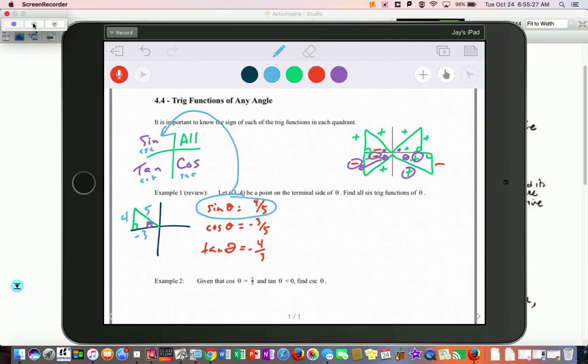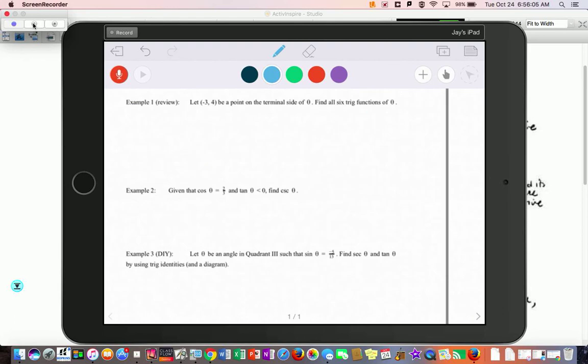And then when we do the reciprocals, cosecant, secant, and cotangent, this is 5/4, this is -5/3, and this is -3/4. And so again, the only one that's positive is cosecant, because that's the reciprocal of sine.